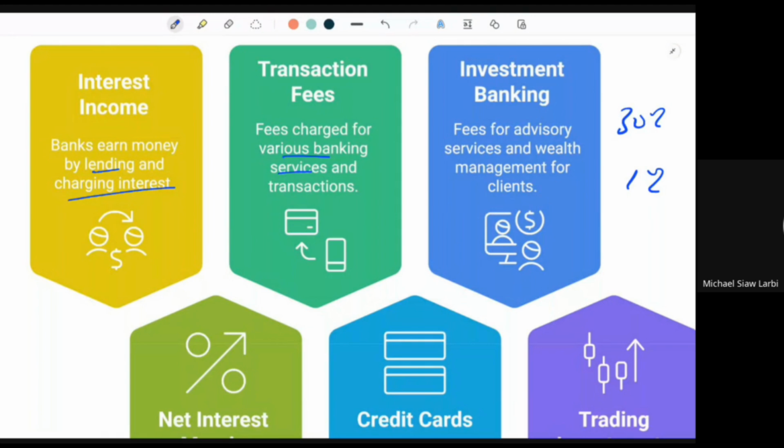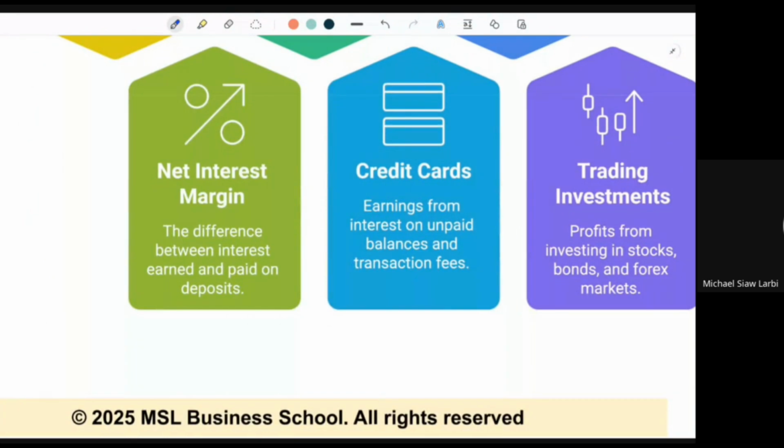Some banks offer investment banking services. So they charge fees for advisory services to high net worth individuals and some specific clients who are called the wealth management clients. Then they have their net interest margin, like I said, difference between the interest they earn and what they pay to you on your deposit.